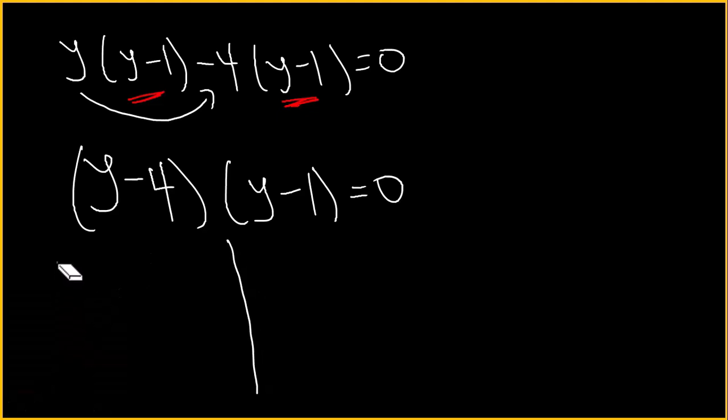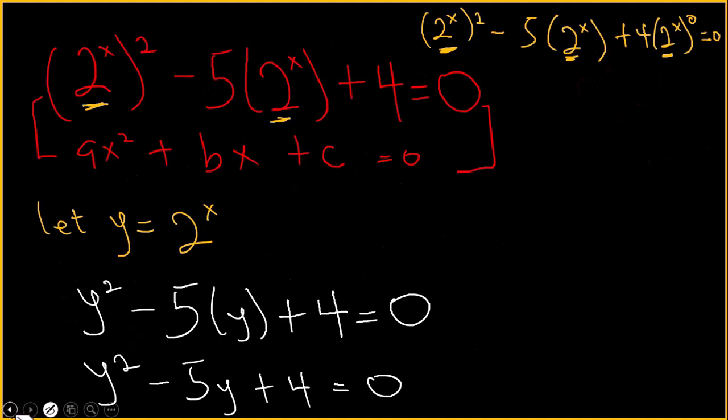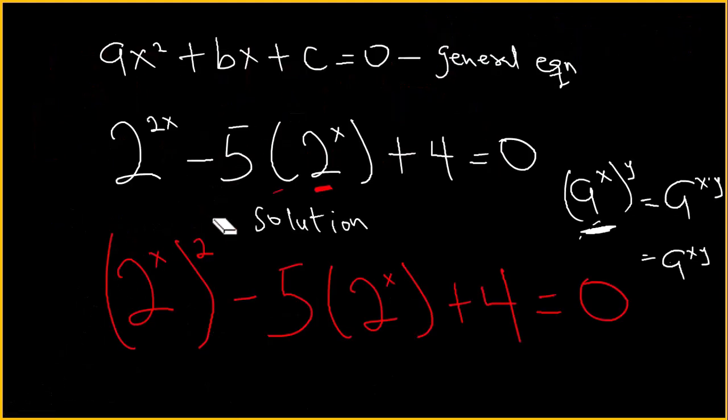Now we equate each factor to 0 and then resolve. Now our value y is equal to 4. Similarly, y minus 1 is equal to 0 and y gives us 1. We are not done. We've calculated the value of y, but you should bear in mind that y wasn't part of the question. We introduced y. So this was the original question.